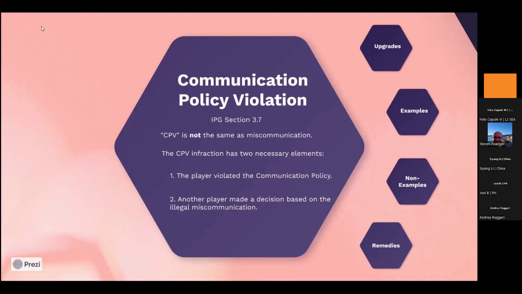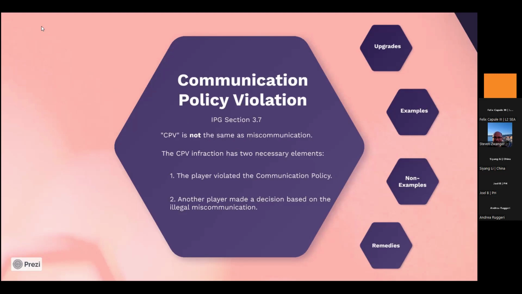So at a FNM or pre-release, there's no such infraction as communication policy violation. This is covered in section 3.7 of the IPG. Now, CPV, as we often call it, is not the same thing as miscommunication. It's not just bad communication. It specifically has two elements. Number one, the player violated the communication policy.